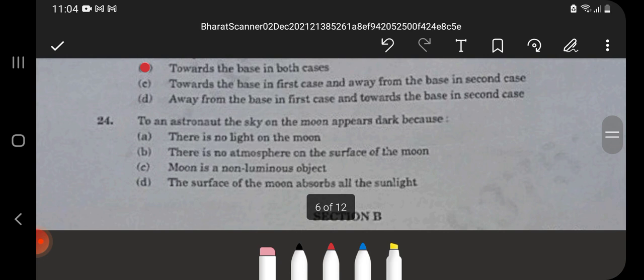24th question. To an astronaut, the sky on the moon appears dark because... 24th answer is B. There is no atmosphere on the surface of the moon.